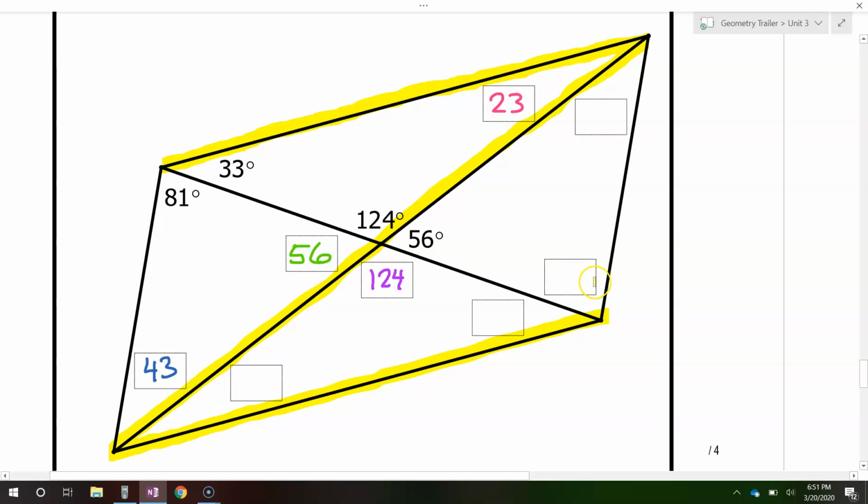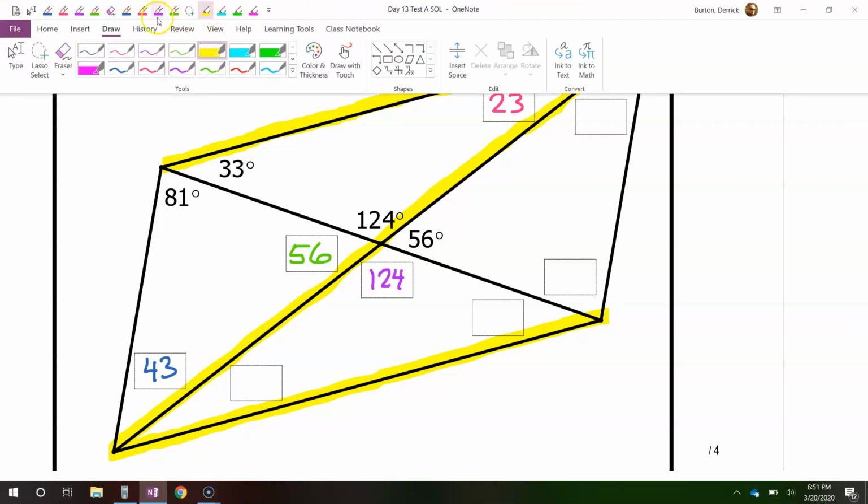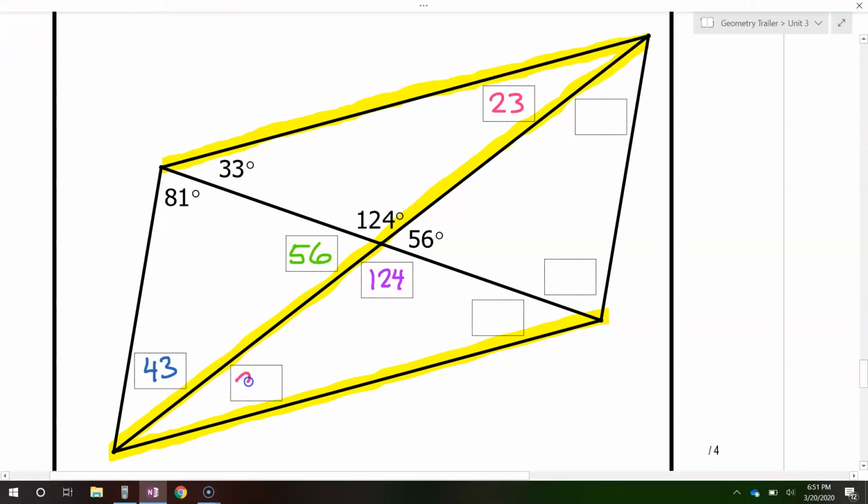Okay, the alternate interior angles are going to be the angles in the corner. So can you see that I've got the 23 in the corner, one corner of the Z. So that means the other corner of the Z is also going to be 23. All right, alternate interior angles.